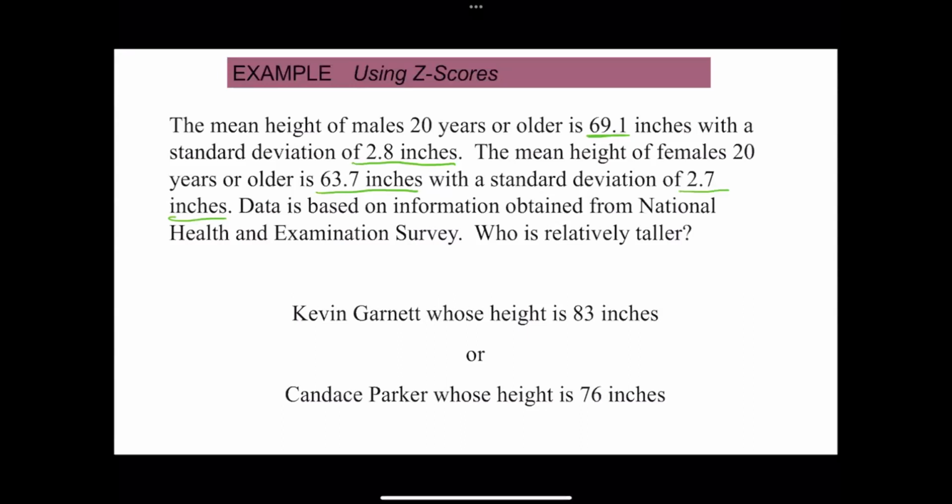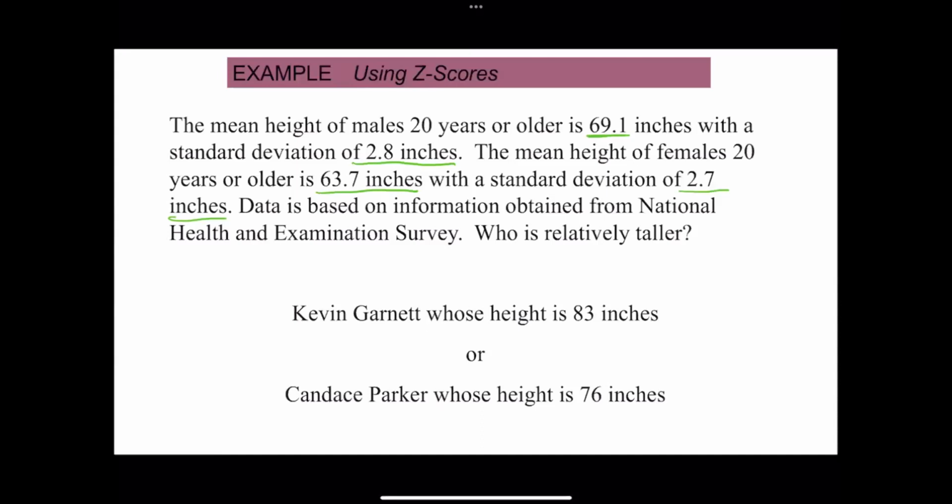Anyway, I can't just automatically say, oh yeah, well, Kevin Garnett is 83 inches tall and Candace Parker is 76 inches tall. Obviously, Kevin Garnett is taller, but who's relatively taller? Who is taller compared to others? How is Kevin Garnett taller compared to other men than Candace Parker is compared to other women? That's what we're trying to figure out. We're going to convert them to a standard way of expressing it, convert it to z-scores, and then we can compare those z-scores.